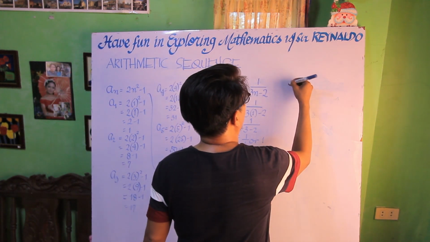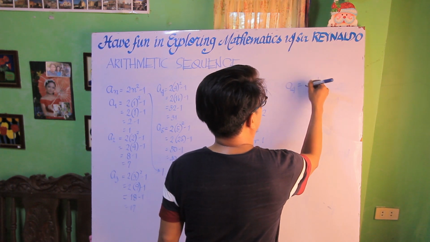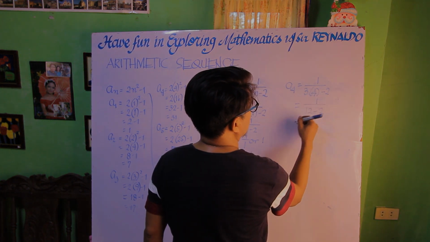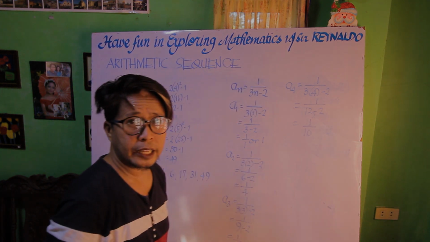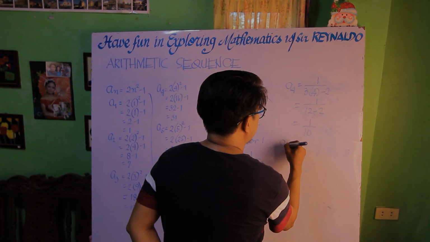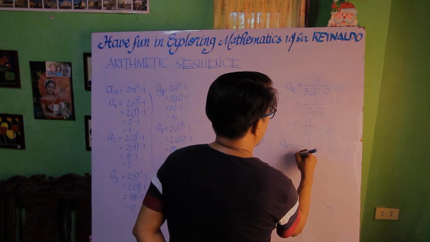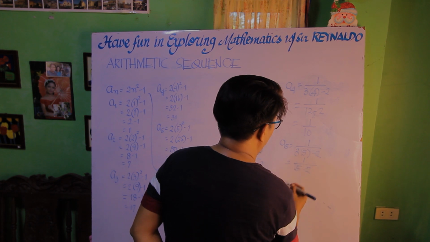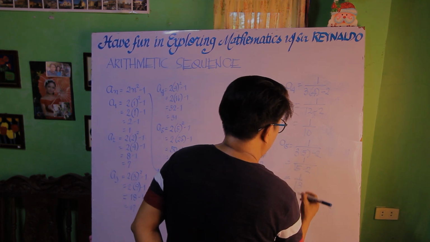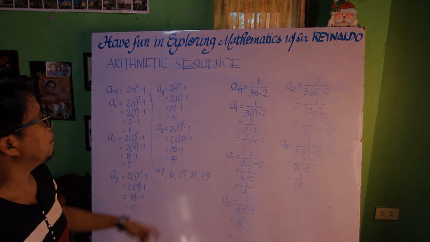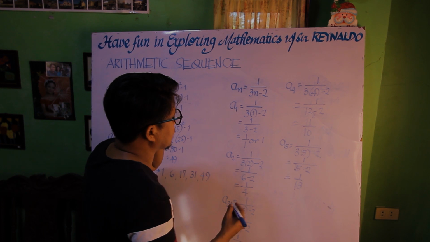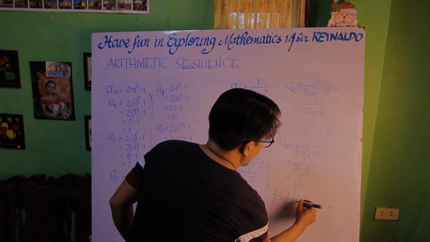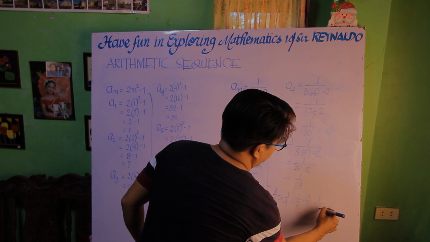How about a sub 4? So we have a sub 4 is equivalent to 1 over 3 times 4 minus 2, which is 1 over 12 minus 2, and that is equivalent to 1 over 10. How about a sub 5? That is equal to 1 over 3 times 5 minus 2, which is 1 over 15 minus 2. Therefore, 1 over 13. So therefore, the terms for a sub n equal to 1 over 3n minus 2 are 1 over 1, 1 over 4, 1 over 7, 1 over 10, and 1 over 13.